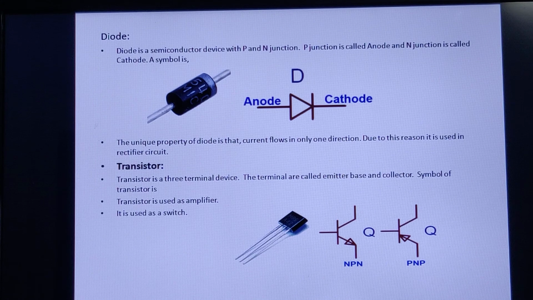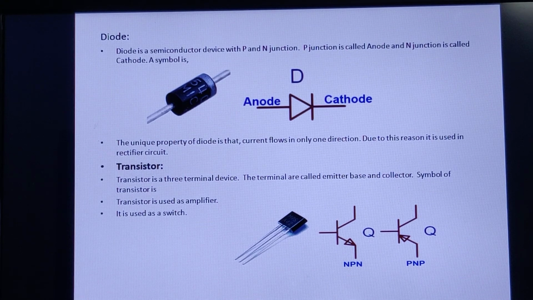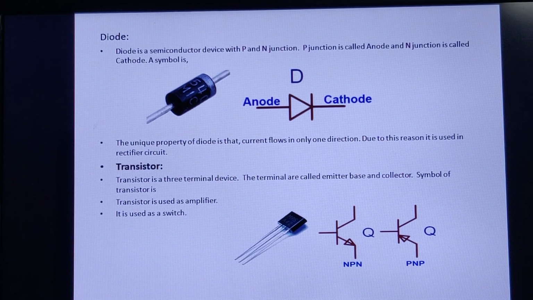Diode has a unique property, and that property is that current flows in only one direction. Due to this property, it is used in rectifier circuits.